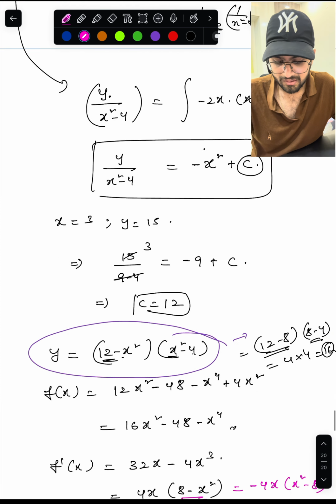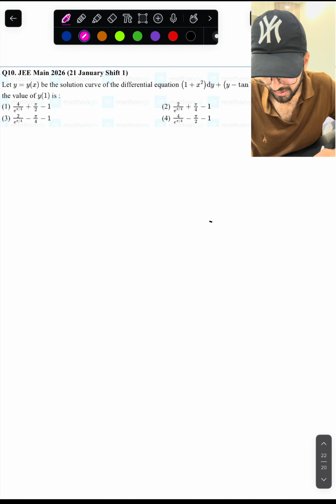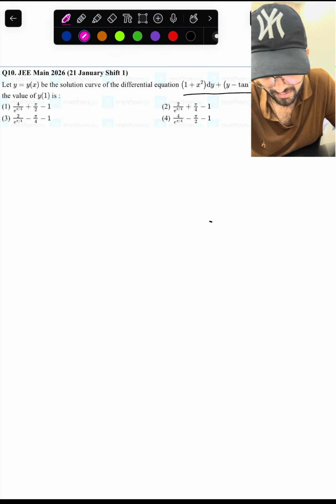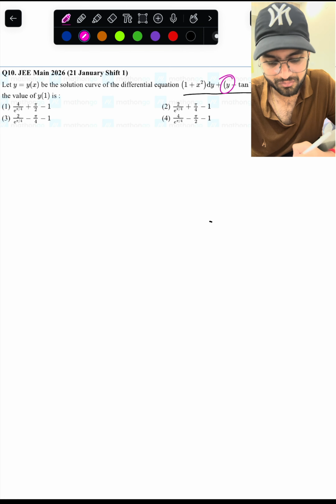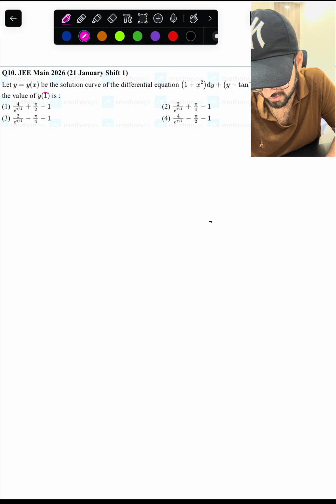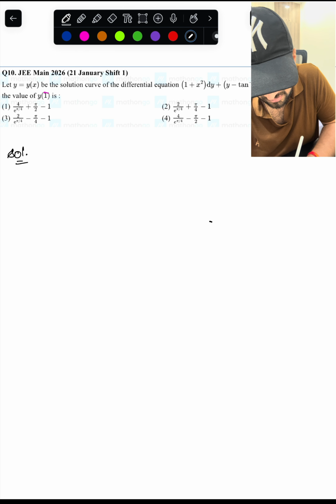Done, right? So let's move to the next question. Y equals y of x be the solution of the differential equation. This is given. Again, jackpot, guys. We have spotted y, and it's a linear differential equation, right? So now again you need to calculate y of 1. So it's a pretty simple question, right?